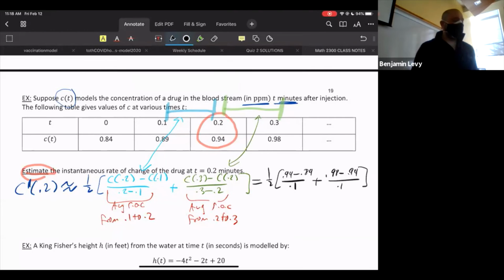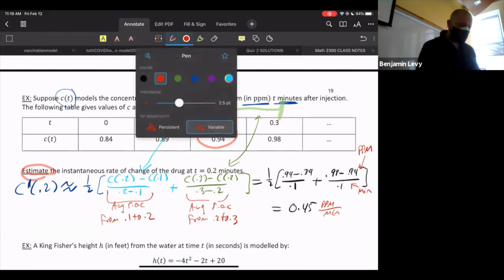And just calculate it, right? Really easy to do. We get 0.45. What are the units? I forgot to write my units in there. Thoughts about that? We've got parts per million on the top. On the bottom, we have time. I guess technically minutes. Yep, go ahead. Nice. ppm per min. That's our takeaway.